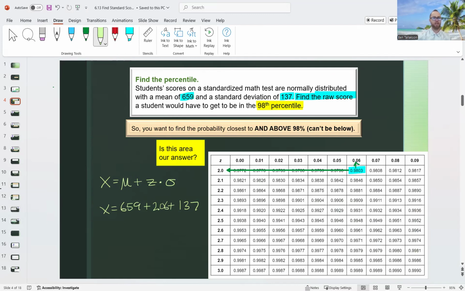So let's add, and I accidentally wrote plus there. So let's follow PEMDAS. Let's multiply first and then add. Use your calculator to find your answer. Here we go. The raw score is 941. And we're done.